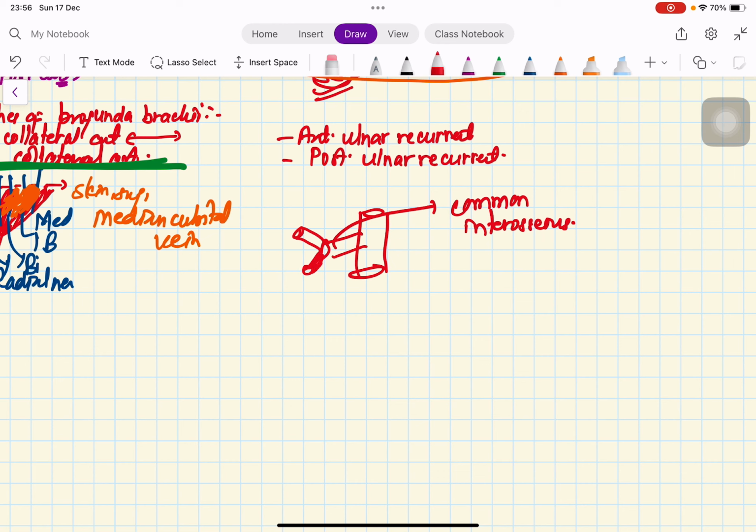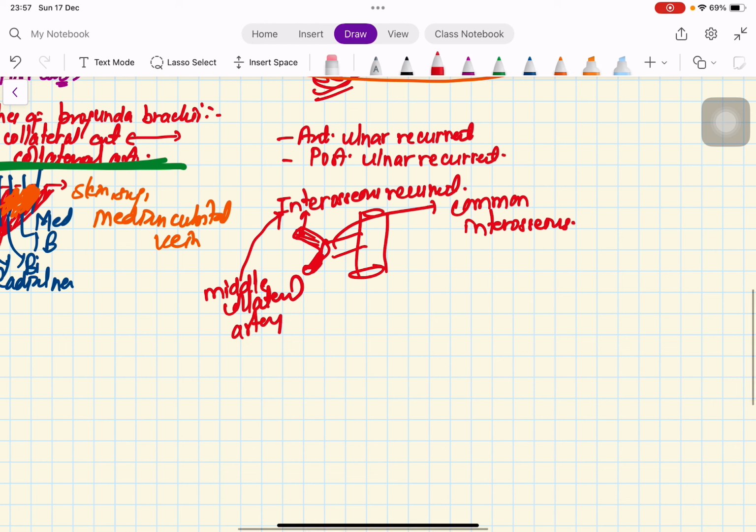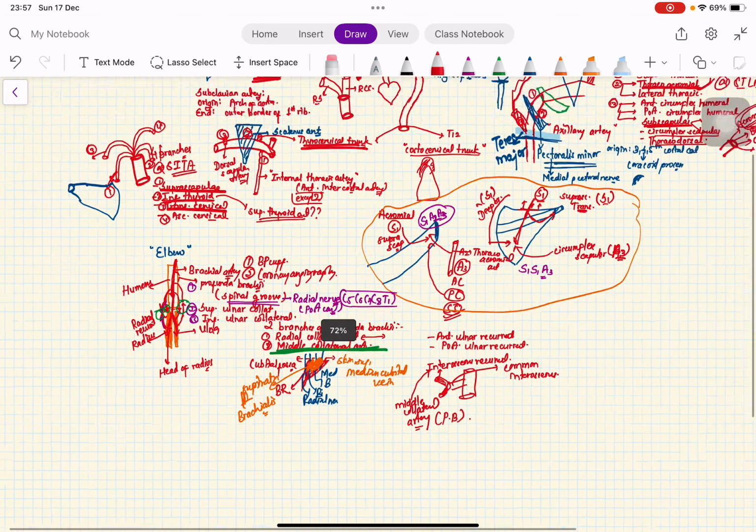The anterior one pierces the interosseous membrane. The posterior interosseous artery gives the posterior interosseous recurrent, or simply the interosseous recurrent. This interosseous recurrent will anastomose with the medial collateral artery, which was the branch of the profunda brachii artery. Are you okay with this?